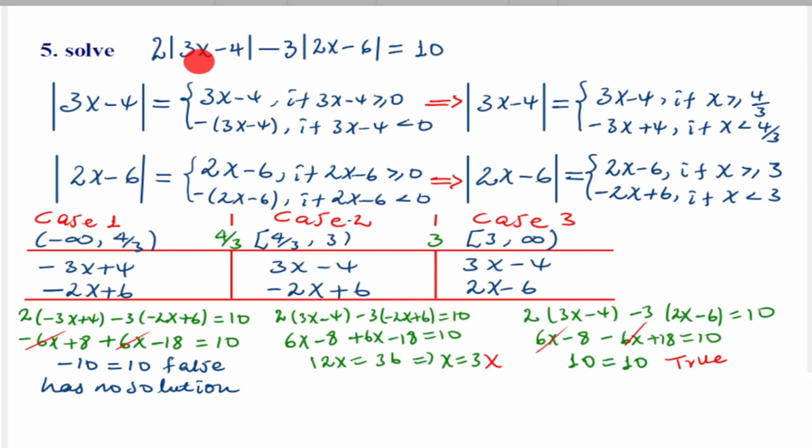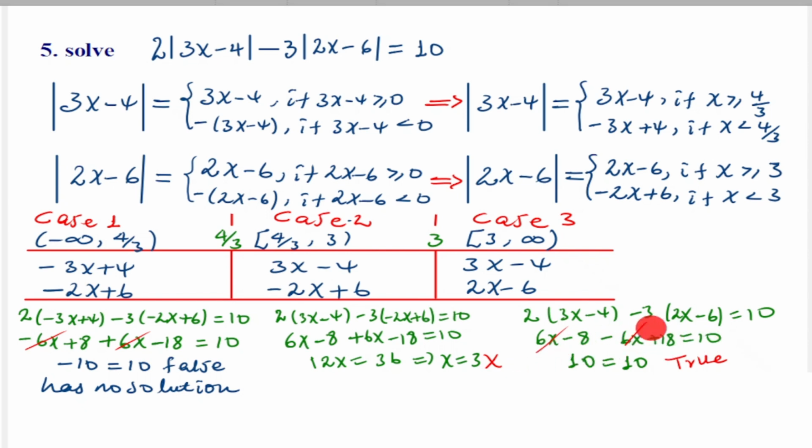Case 3: 2 times the absolute value of 3x minus 4 is 3x minus 4, minus 3 times the absolute value of 2x minus 6 is 2x minus 6 for this case. Then multiply 3x minus 4 by 2, we get 6x minus 8. Then multiply 2x minus 6 by minus 3, we get minus 6x plus 18 is equal to 10.